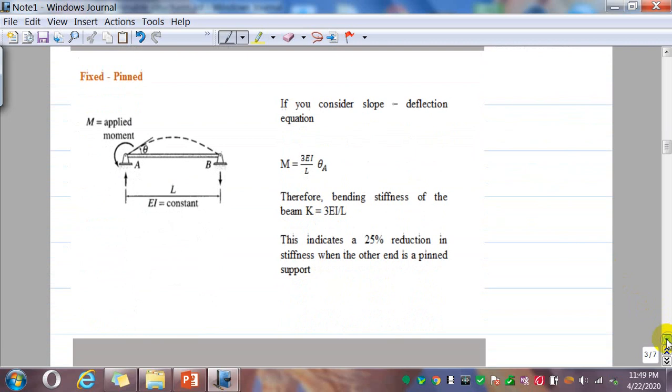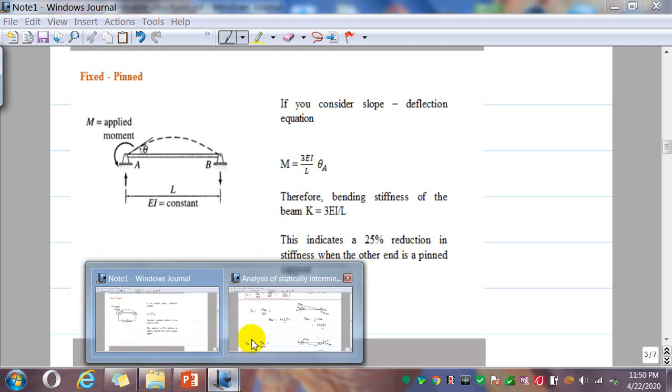Now if you consider a pin-pin condition, so if you develop a fixed pin condition, this is an internal support, and the far end is pin. If you develop a conjugate beam and solve it, you will find that M is equal to 3EI over L into theta A.